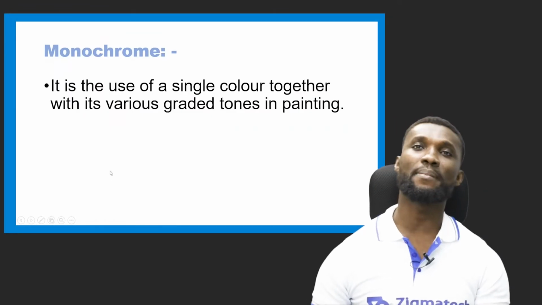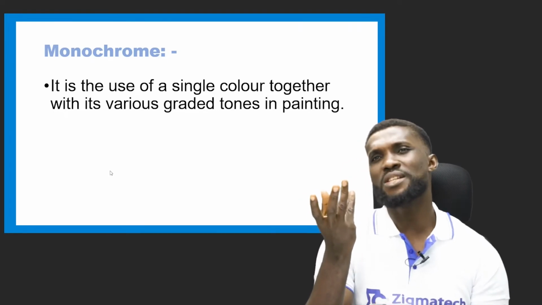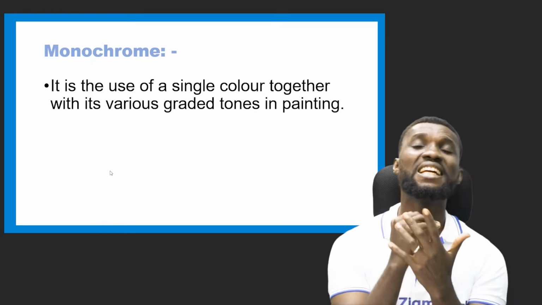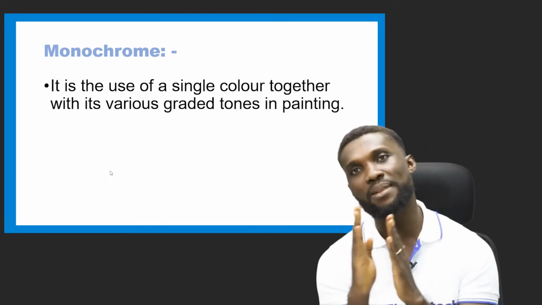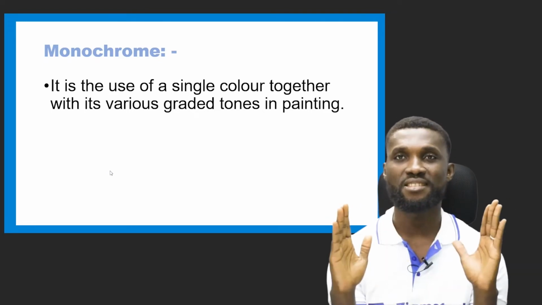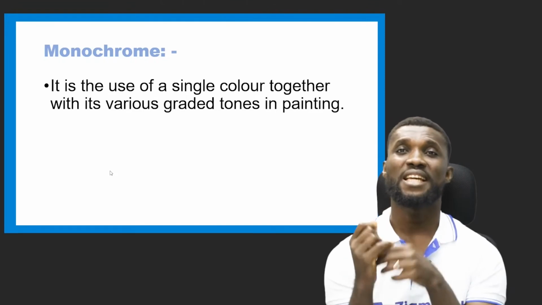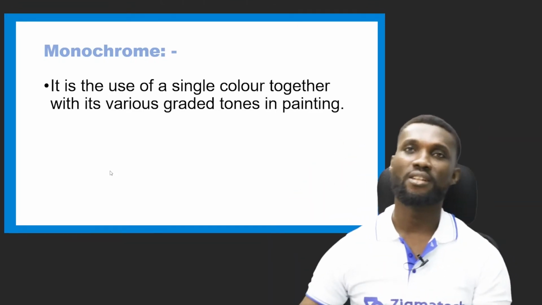So now the next one we'll talk about is monochrome. When you hear the word monochrome, what comes to mind? It is the use of a single color together with its various graded tones to paint. For example, if I'm working with black, I paint with only black, but I will not need to grade it with white. So monochrome is the use of one color to make a painting. We have another kind of color, we have polychrome too. Okay, let's look at monochromes.